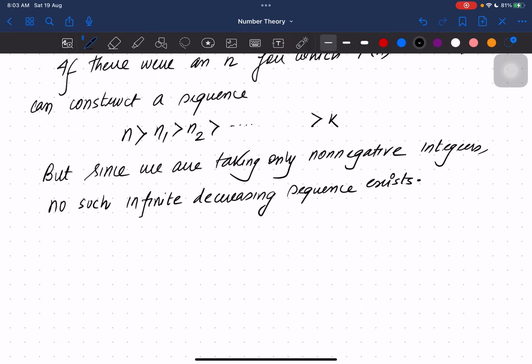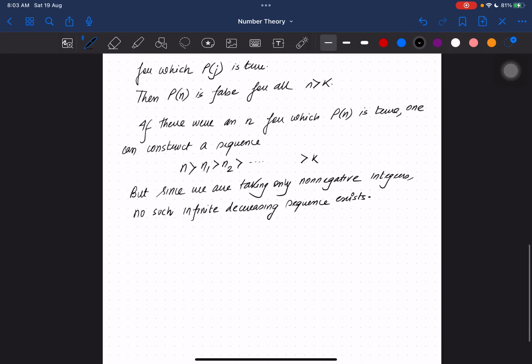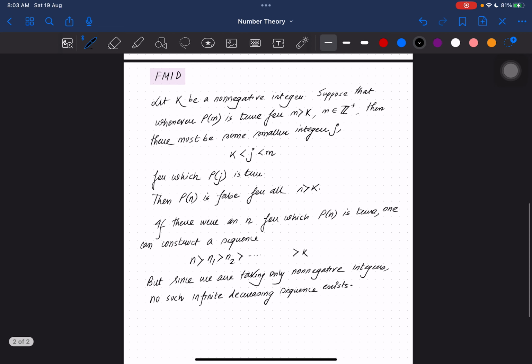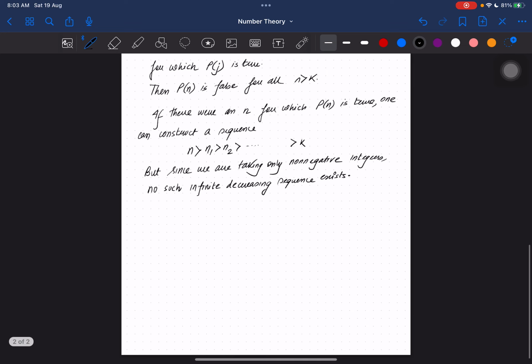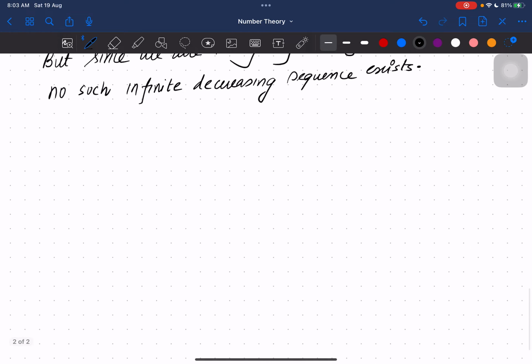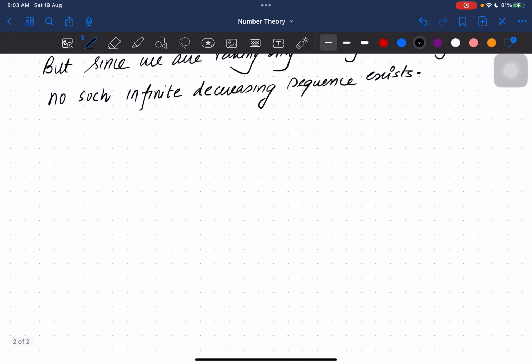So this FMID has two variants. I think this is more or less clear. We'll see both of them. Sometimes the first variant is useful, sometimes the second variant is useful. So let us check the first variant.